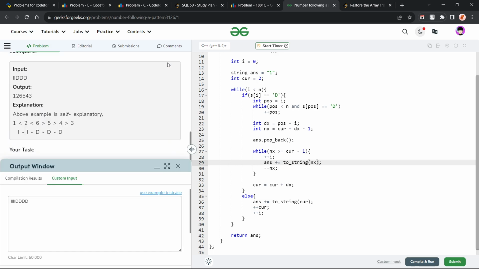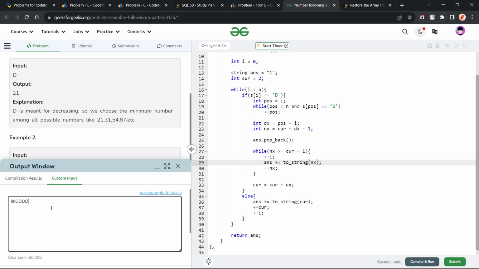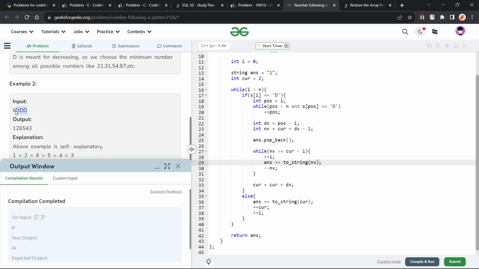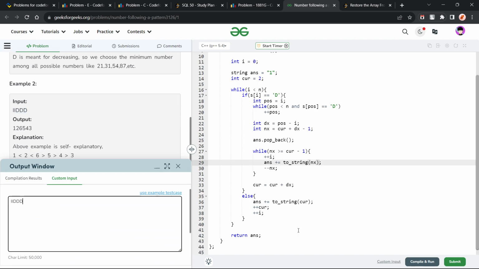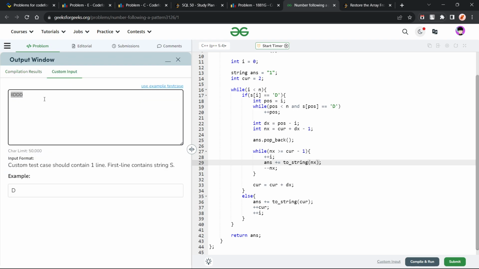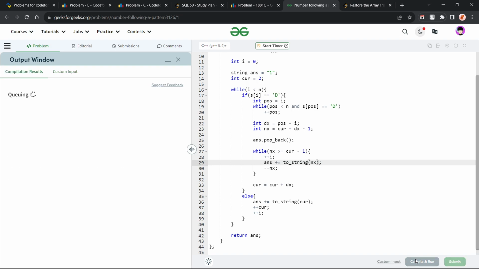So let me just try with these test cases. We have a single d here. Let's just see what happens. So this is correct, and this one. Let me just take a random input from my side. Okay, sir. So we have got some wrong answer.